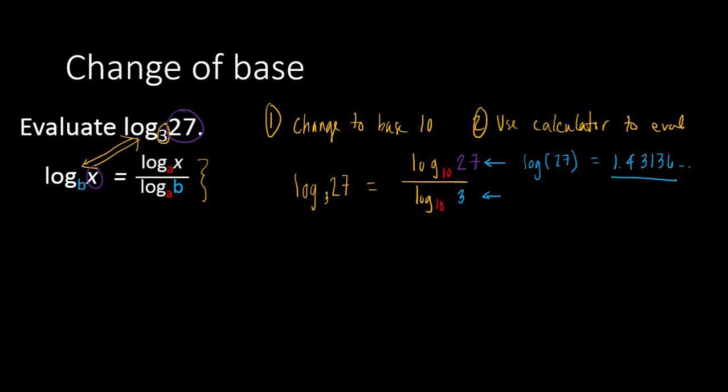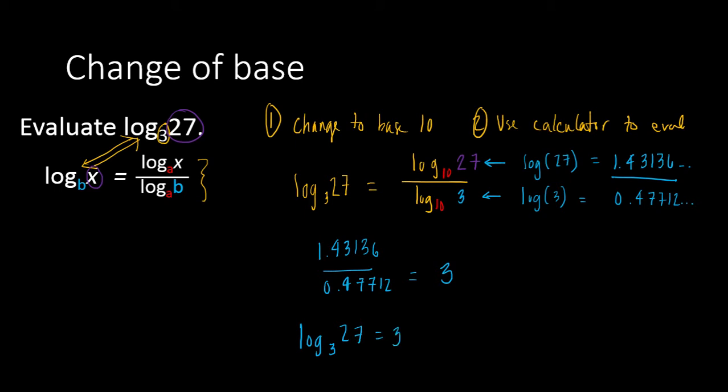If I simplify log base 10 of 3, again typed into your calculator will probably look like that. Log base 3 comes out to 0.47712, etc. So now my simplified number is 1.43136 over 0.47712. I simplify that, and it comes out to 3. So log base 3 of 27 equals 3.